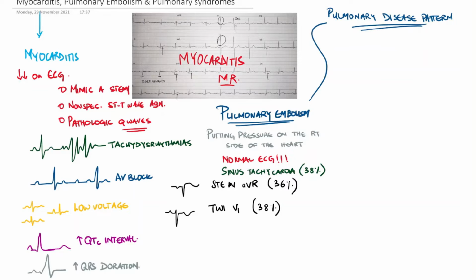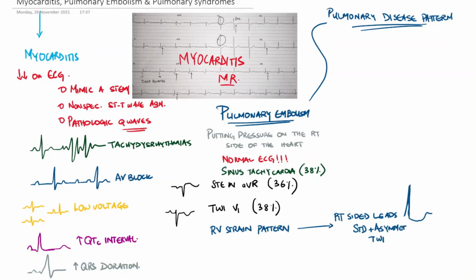You can get T-wave inversion with pulmonary embolism in the precordial leads and the inferior limb leads. Of course, it is putting pressure on the right side of the heart, so you are expected to see some degree of RV strain in the right-sided leads. That means initial tall positive R complexes with ST depression and asymmetric T-wave inversion.